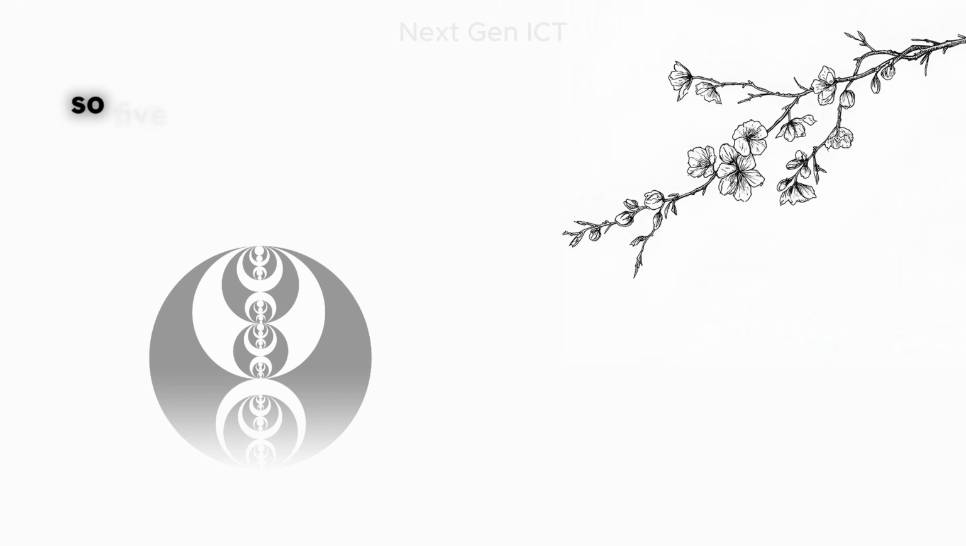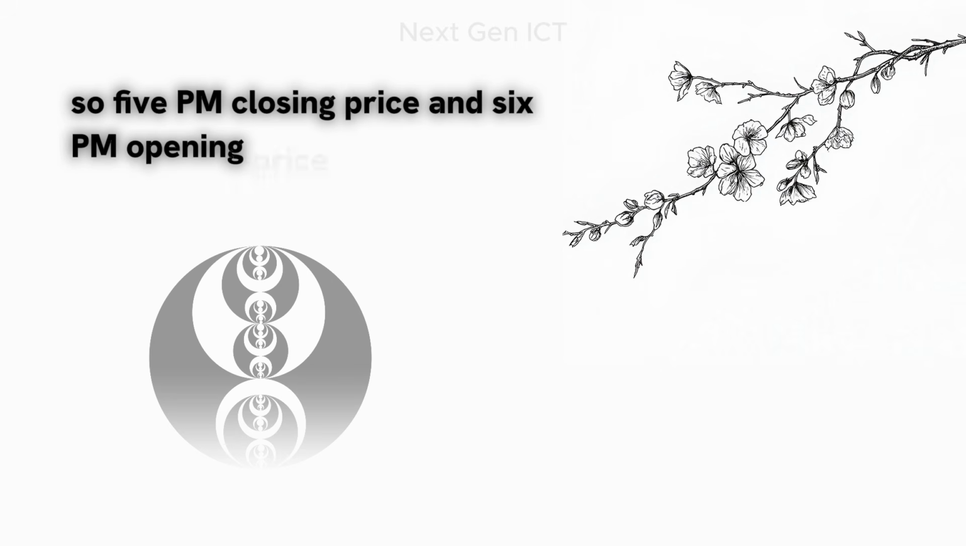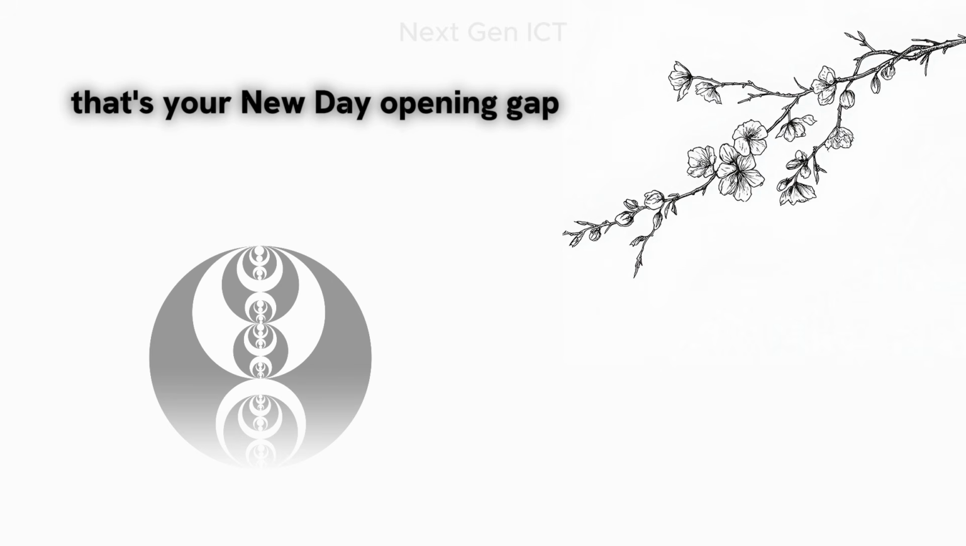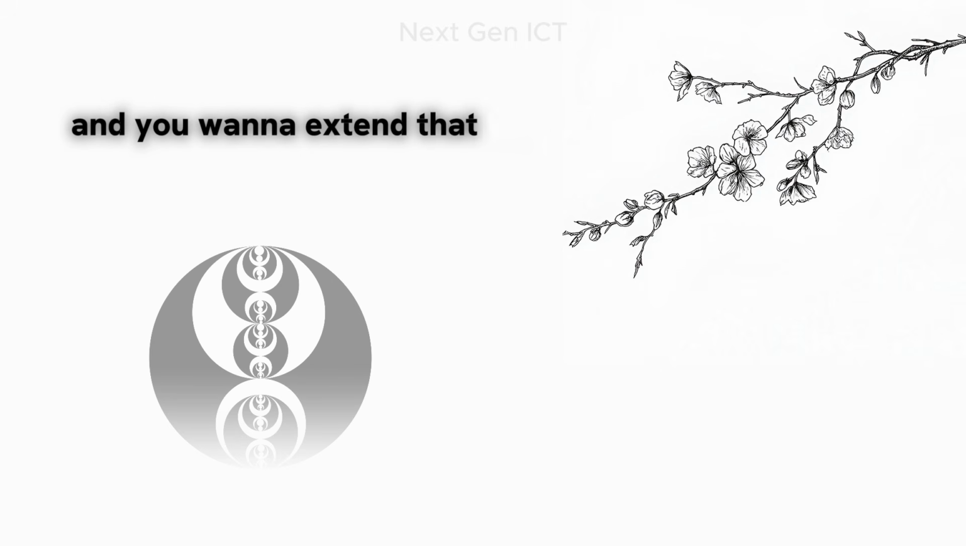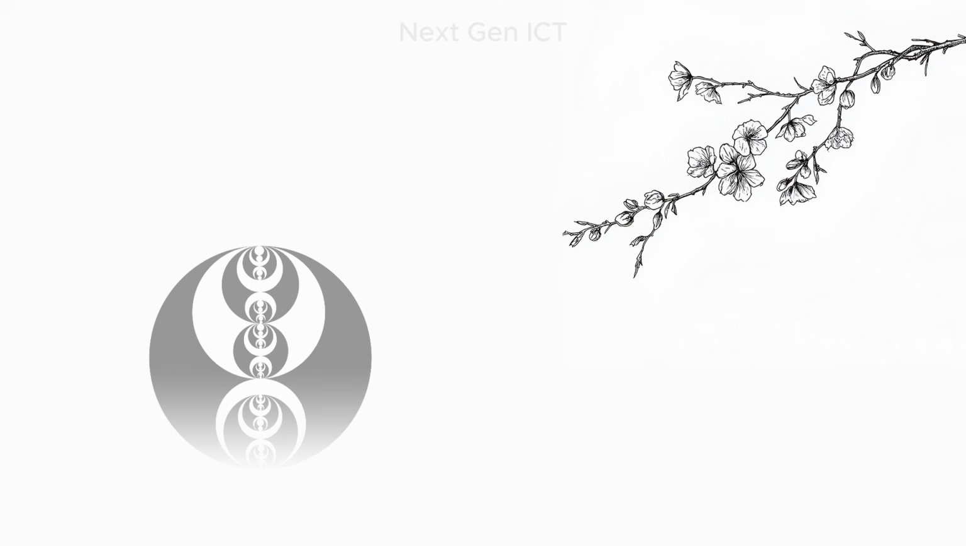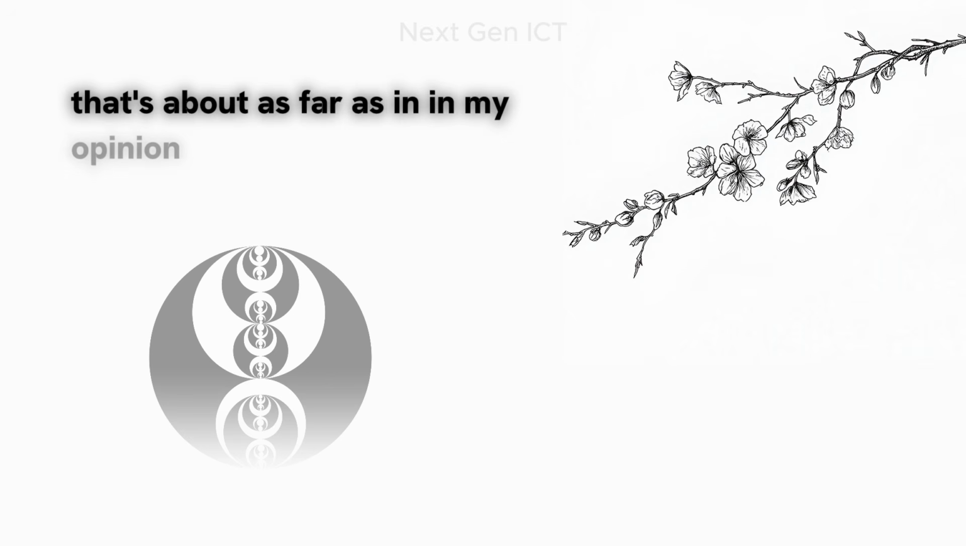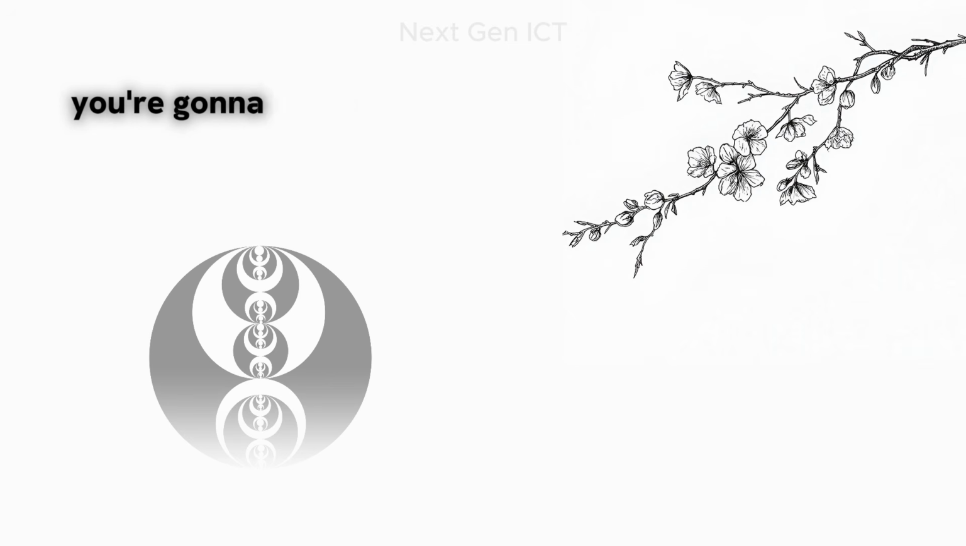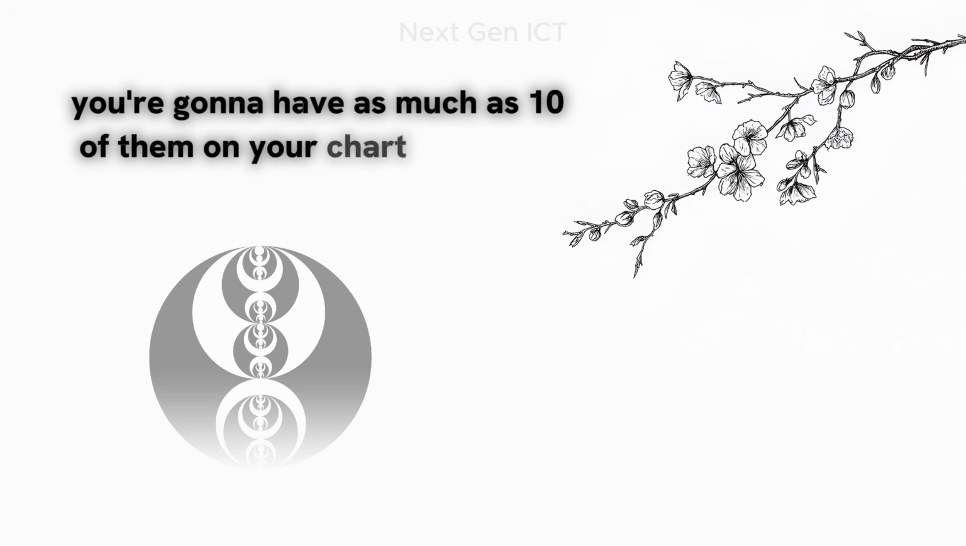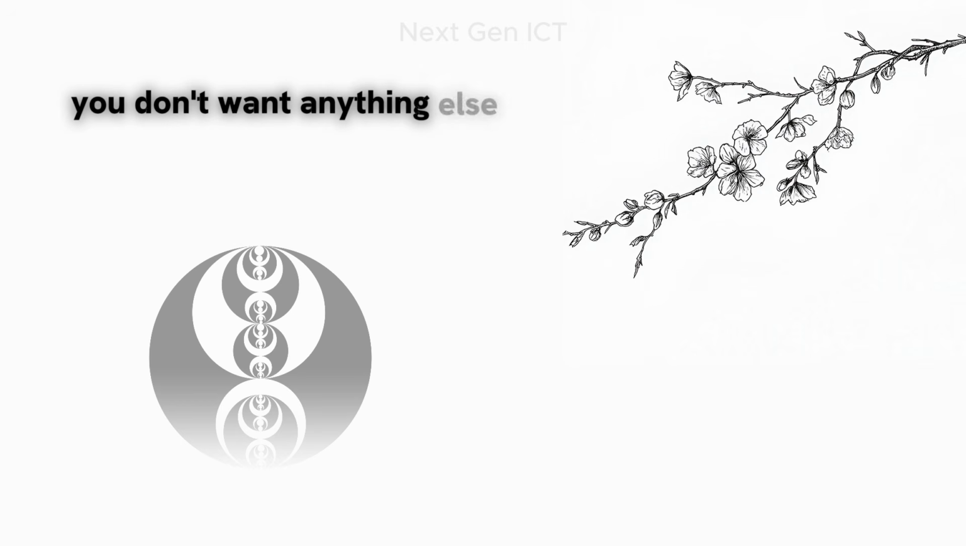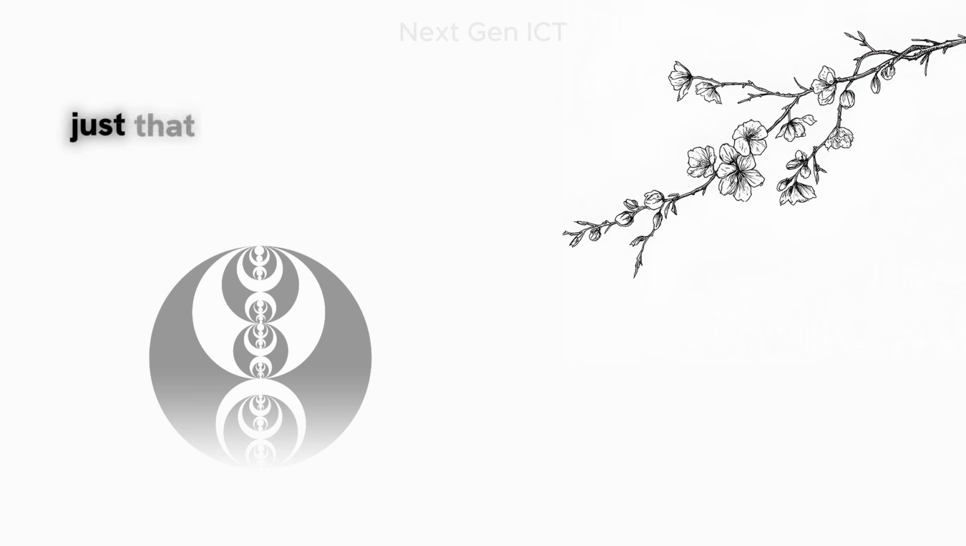So 5 p.m. closing price and 6 p.m. opening price. That's your new day opening gap, that range. And you want to extend that out. Now, you want to do that for the week and the week before. That's about as far as, in my opinion, I'm interested in. So you're going to have as much as 10 of them on your chart. You don't want anything else on that template, just that.